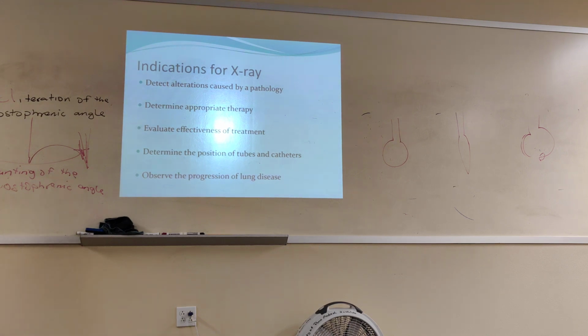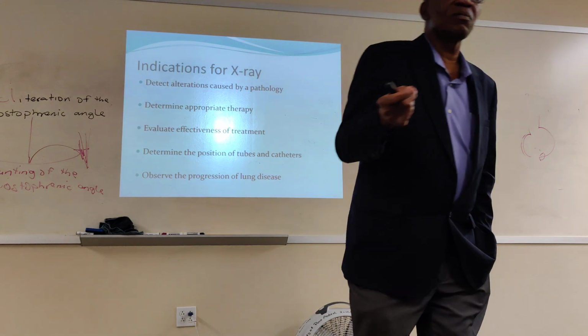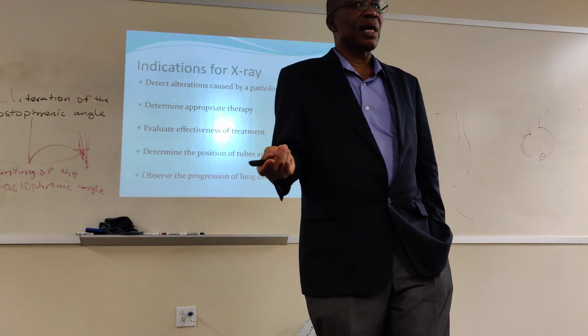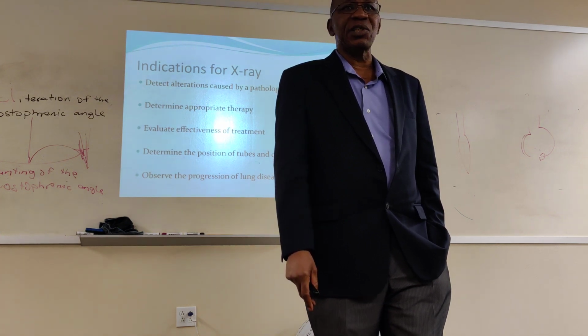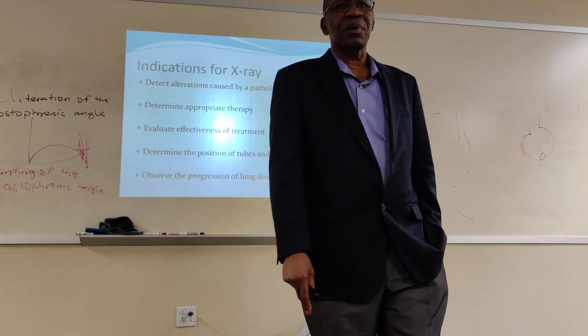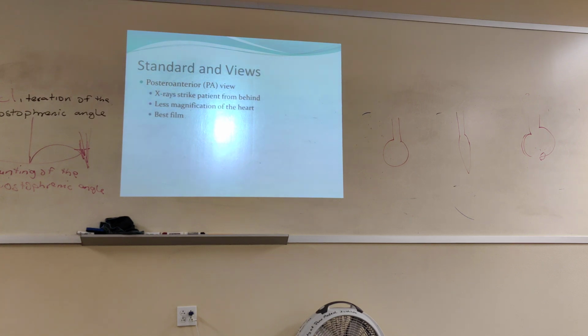Where should we place the tip of the ET tube in relation to the carina? 2 to 5 cm above the carina. Now, if you don't take your chest film, you don't know. Maybe the ET tube went inside the right mainstem, and then you're going to cause a pneumothorax. Observe the progression of lung disease. Okay, so we have standard views.